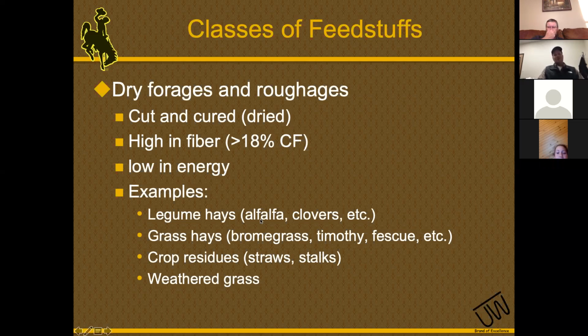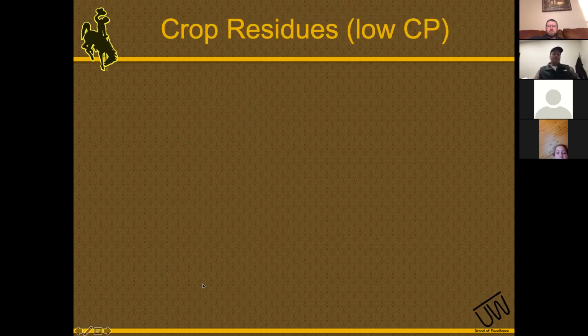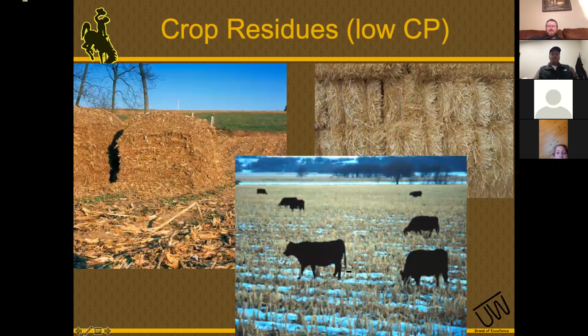Different sorts of crop residues. Here in Laramie, we don't have the option of having many of these, but a lot of you probably live in different areas around the state that we can bale, or we can be grazing corn stalks. We don't even have much straw around here, but you could feed straw. Baled corn stalks, all of those can act as a low quality forage source to add low quality fiber to the diet, usually really inexpensive.